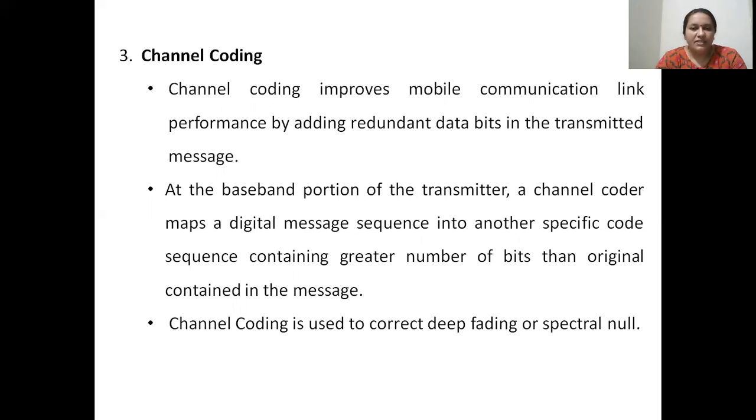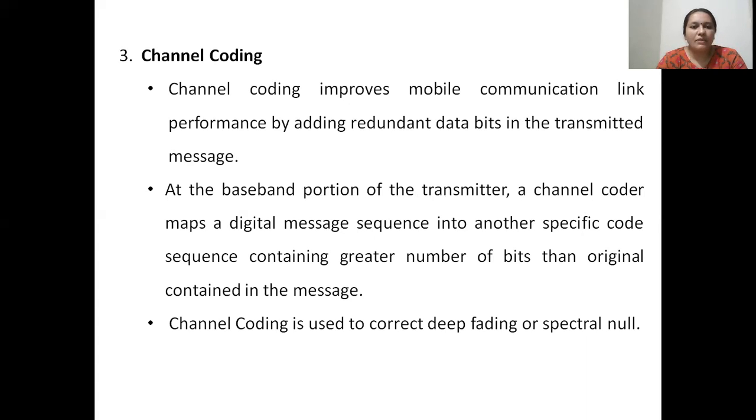The third transmitter receiver technique used is channel coding. Channel coding can improve mobile communication by adding redundant bits in the transmitted message. So whenever a message has to be transmitted, at the baseband portion of the transmitter, a channel coder will be operating. It will map a digital message sequence of the transmitter into another specific code sequence which can contain greater number of bits than the originally prepared message by the transmitter.